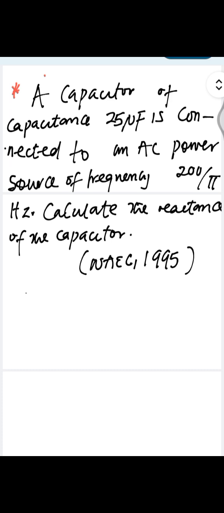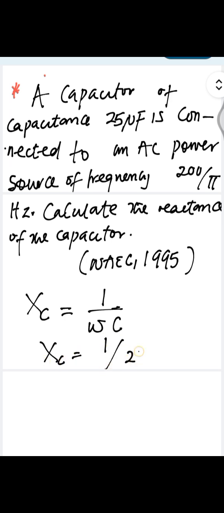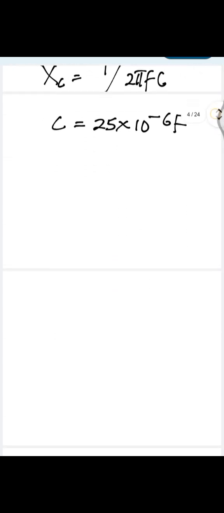When we are to solve, do not forget that capacitive reactance is the same thing as the inverse of omega C, or you can simply say X sub C is equal to 1 divided by 2 pi f C. According to the question, we've been given our capacitance as 25 times 10 raised to the power of negative 6 farads. Do not forget that the unit of capacitance is a farad.